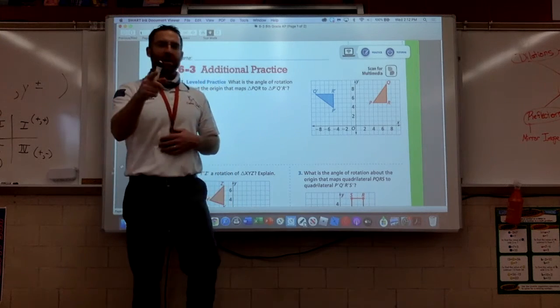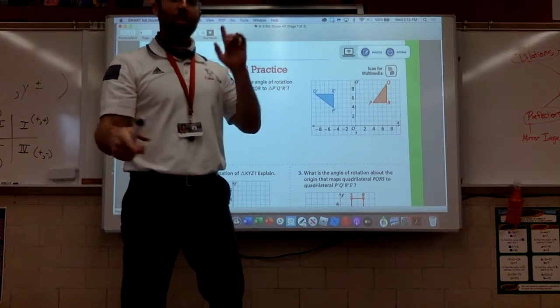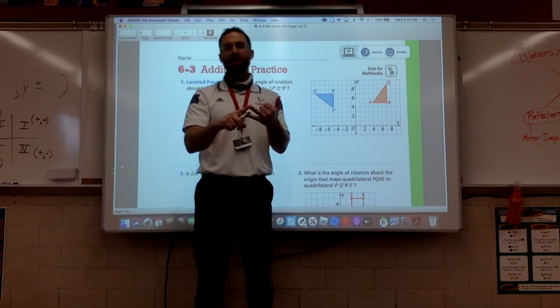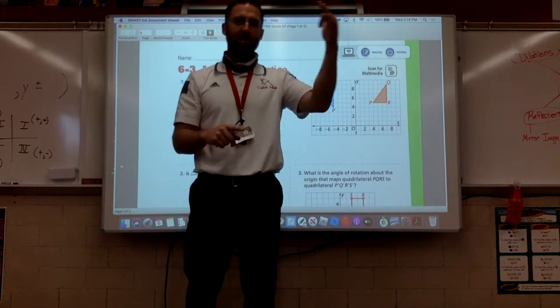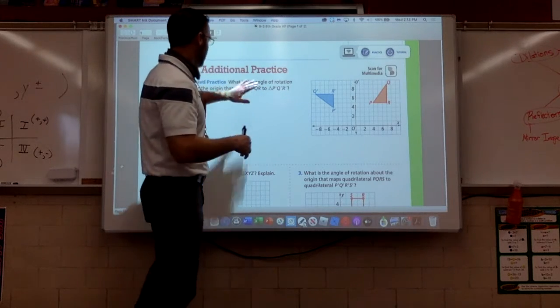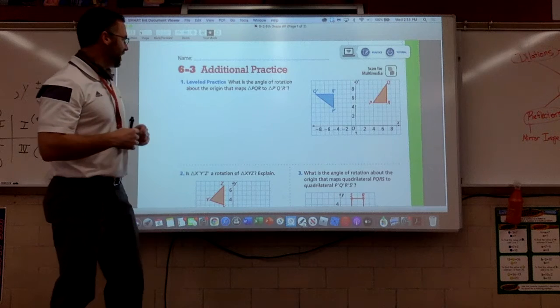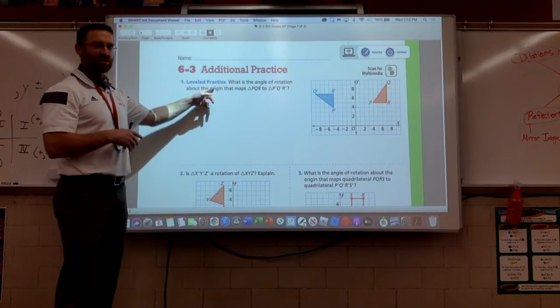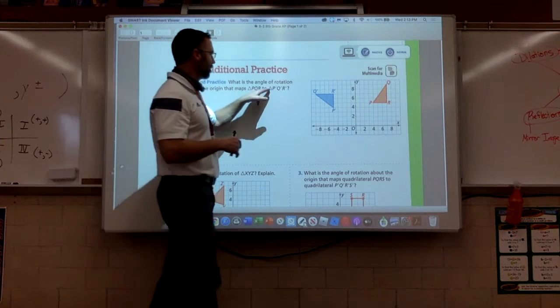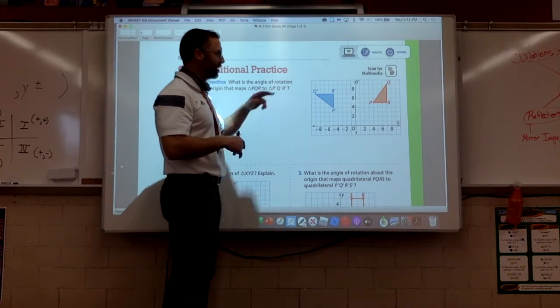6-3 additional practice, page 33, 34. In practice, we're working on turns called rotations. We're talking 90 degree, 180 degree, 270 degree rotations around a certain point, and we call that a fixed point. Here we go. What is the angle of rotation about the origin? Okay, that's our fixed point. That maps triangle PQR to the image of triangle PQR.